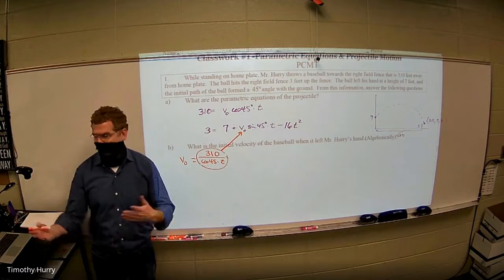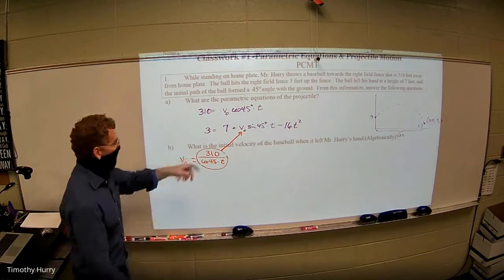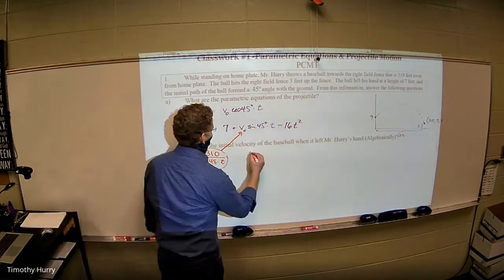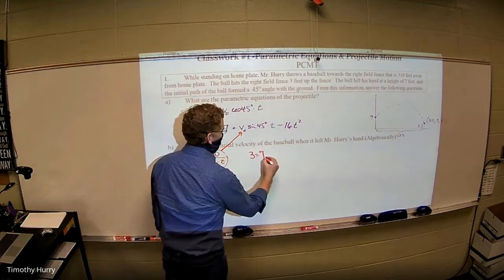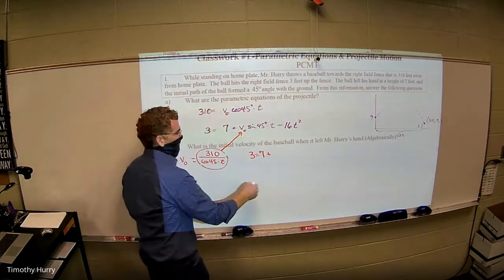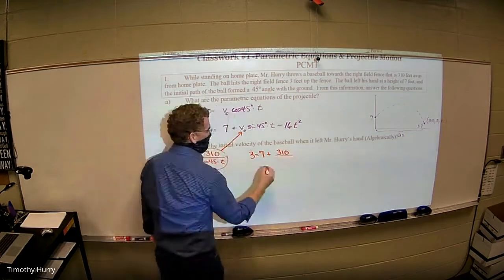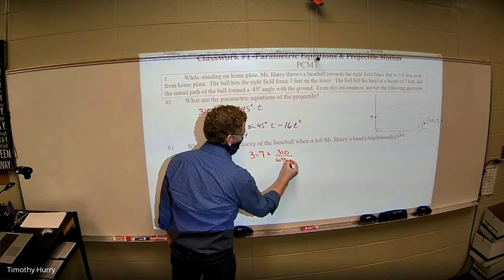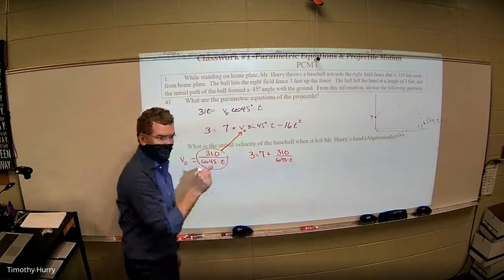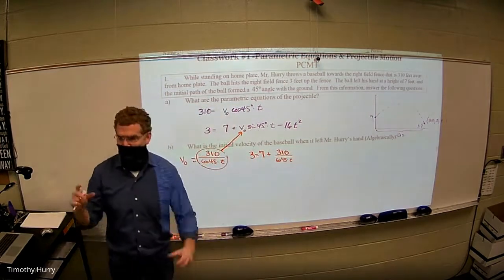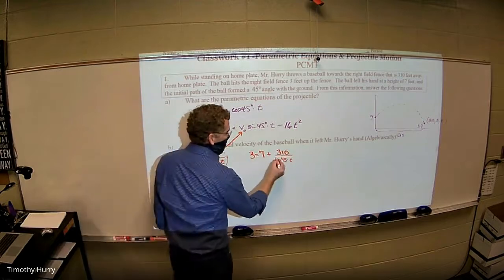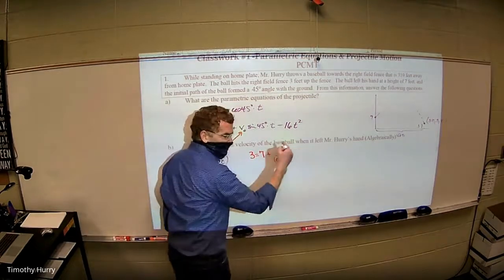And I'm going to have to answer that question anyway. So here we go. This is me plugging it in right there. I get 3 equals 7 plus that. So carefully, I'm going to write 310 over cosine 45t times t. And remember, that t is not 45t. I'm not taking the cosine of all that. I'm doing the cosine of the 45 times the t.